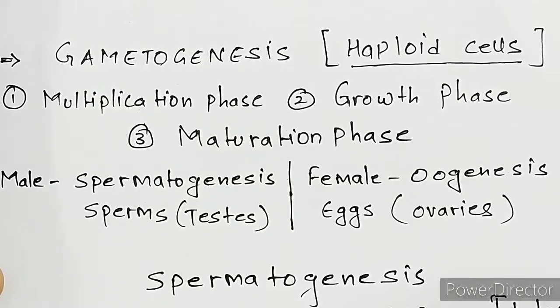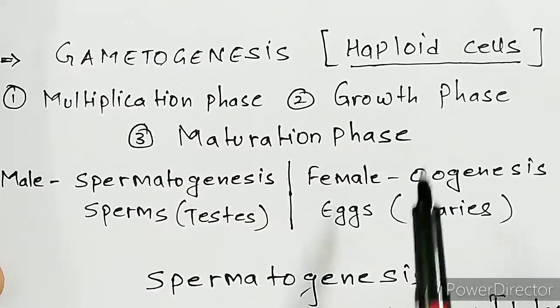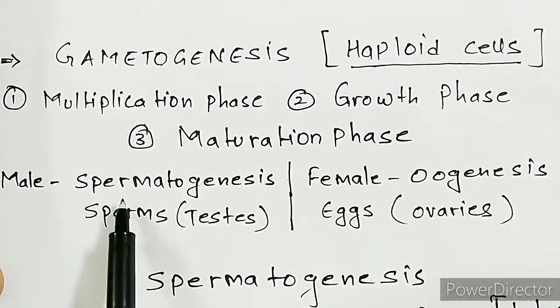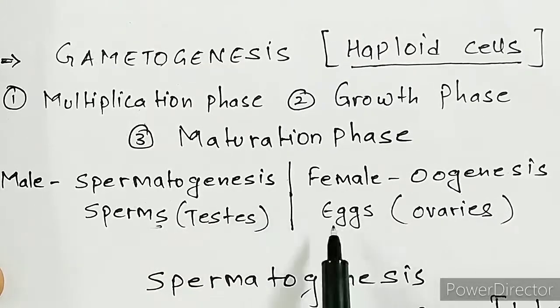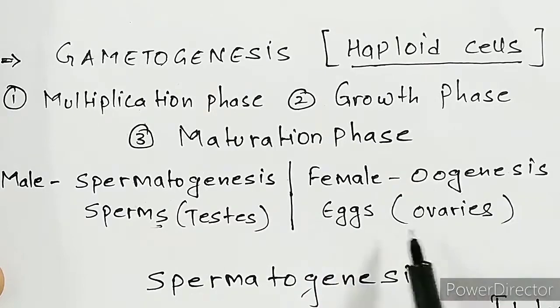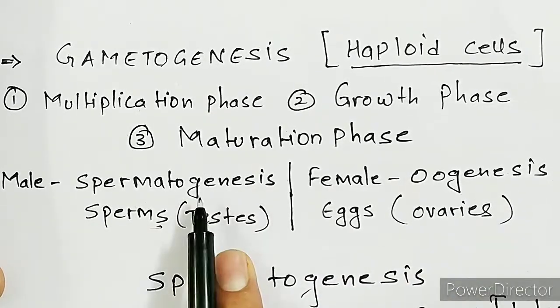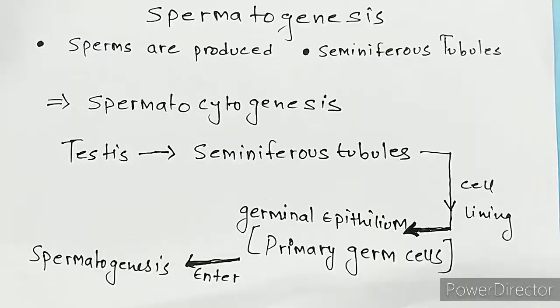So gametogenesis is the production of haploid cells, or sperms in males, which is known as spermatogenesis, and eggs in females, which is known as oogenesis, in the ovaries of females and in the testes of males.